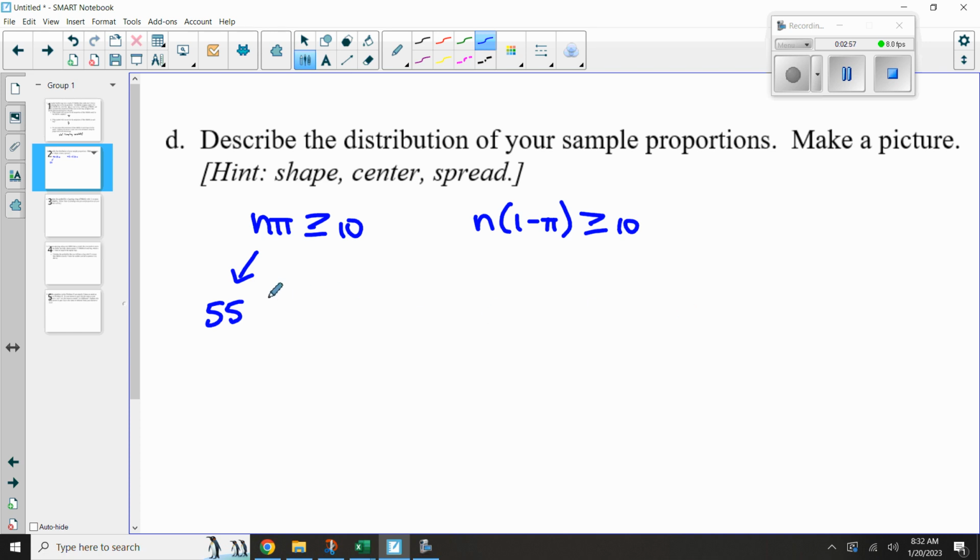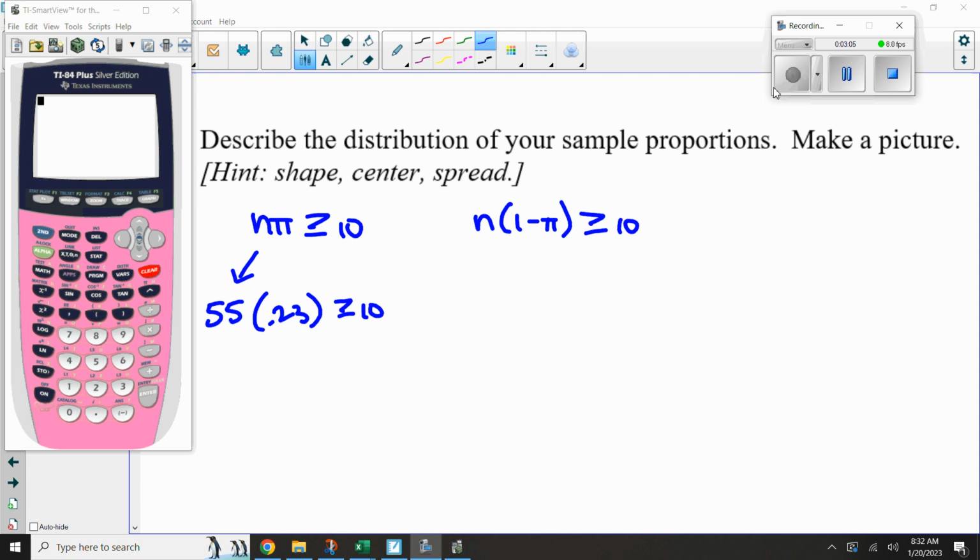Now, our pi is 0.23, and is n times pi greater than or equal to 10? Well, I can do this without my calculator because I know that 50 times 0.2 is 10, and 55 and 0.23 are greater than 50 and 0.2. But just to make sure, I'll go 55 times 0.23, and I find out that that is 12.65, so that is greater than 10. I'm good with that one.